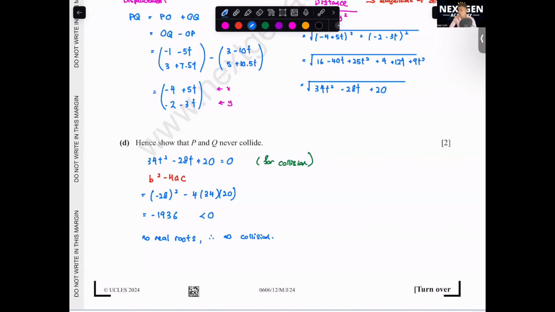Yes, it's a quadratic because the nature of the equation is quadratic. But you just need to remember that we are trying to prove that there are no solutions for t. If there's a solution for t, and t also needs to be a positive value, then when you substitute t into the equation, that's where particles P and Q meet each other.